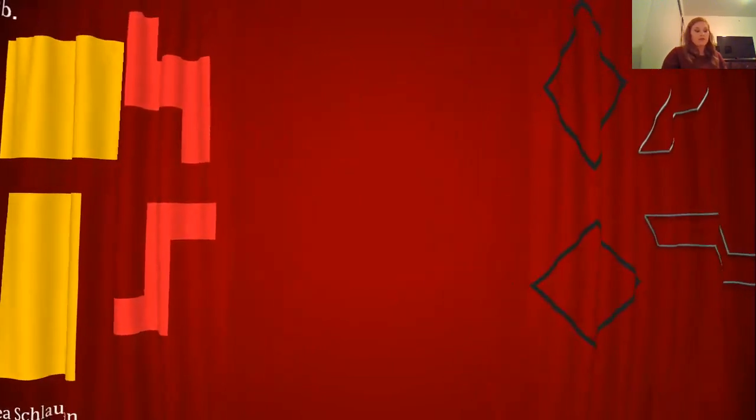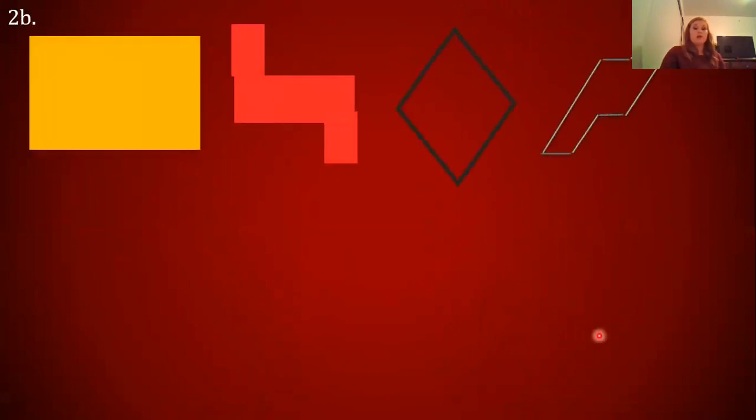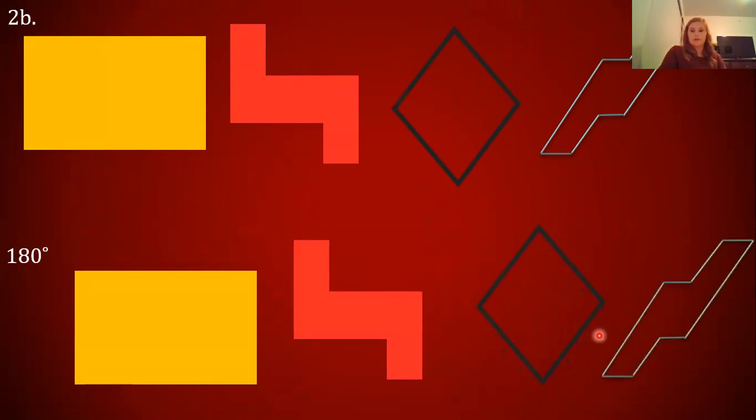But if we were to turn them the full 180 degrees, all of these shapes are rotational. They all have rotational symmetry. Because if we were to flip that shape halfway around a circle, it would be the exact same. Same with this figure. A rhombus would also be the same. And the very last figure would also be the same, flipped 180 degrees.